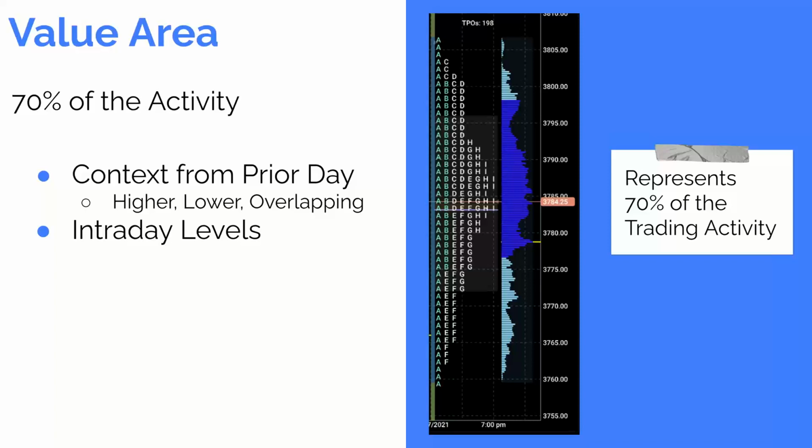I don't really use the value area like probably a lot of people. The way I use it is in context from the prior day and how it's developing the current day. So is value developing higher or lower, or is it overlapping? Is the current day overlapping the previous day? And I'll show you some charts so you can see some current action on that. But that's how I use it.